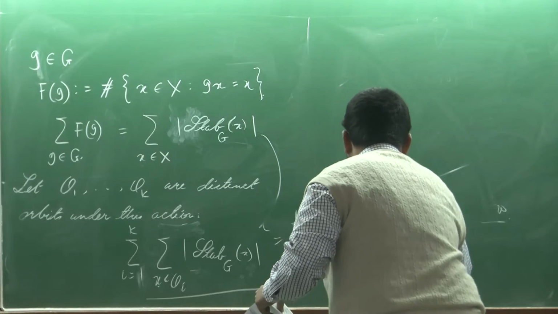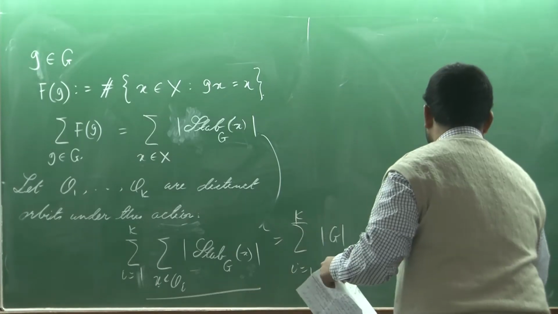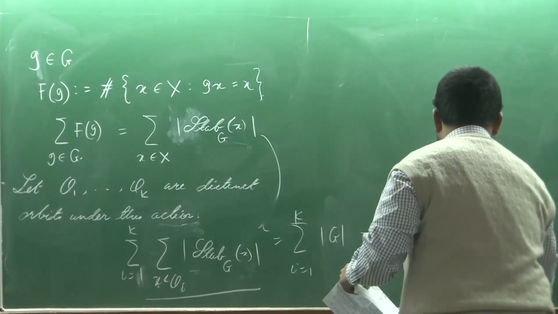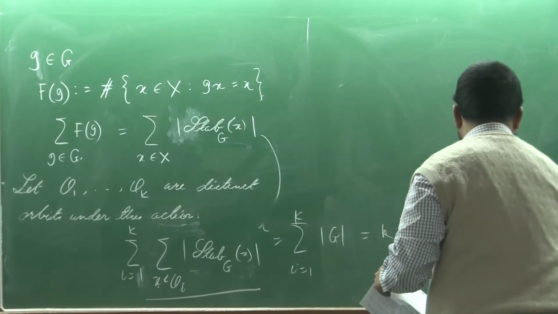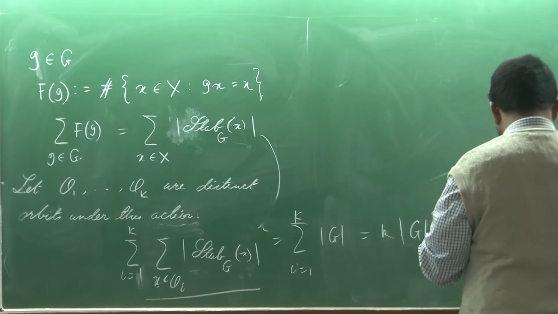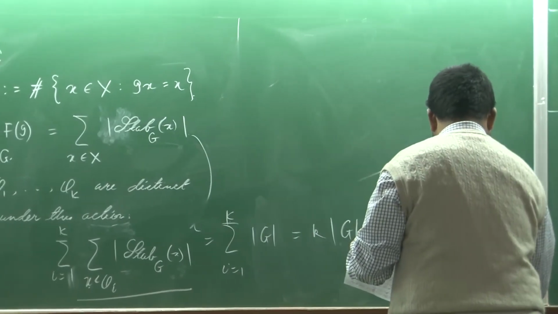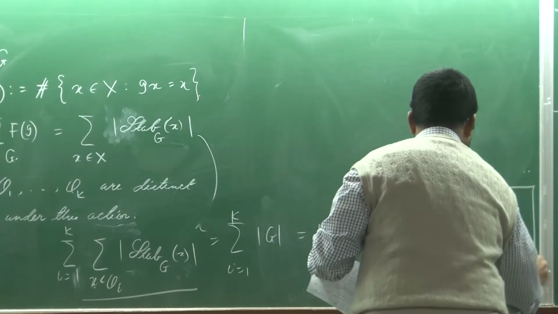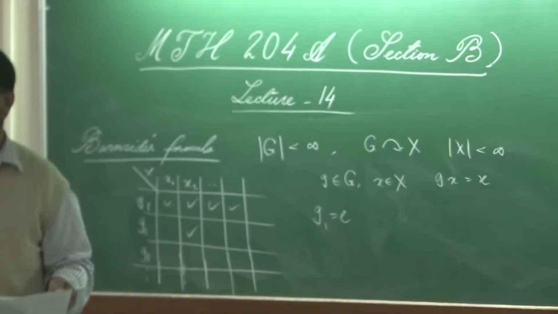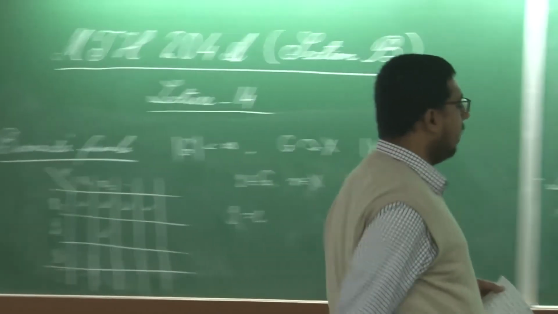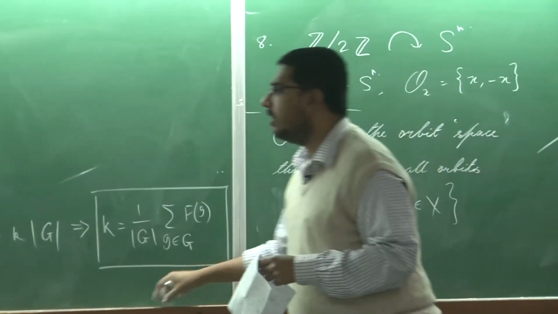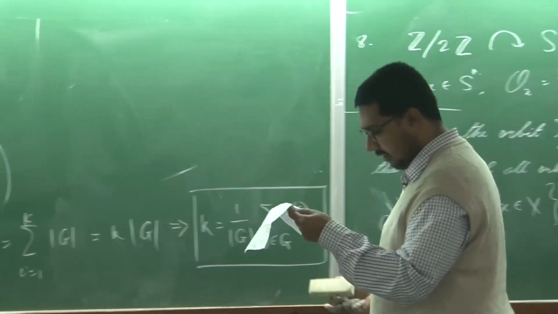So thus the entire sum is k times the order of G, therefore k, that is the number of orbits, is nothing but the following average. This is called the Burnside formula. It says that when things are finite, then the number of orbits is nothing but the average of the number of points fixed by the group elements. That is what it says.